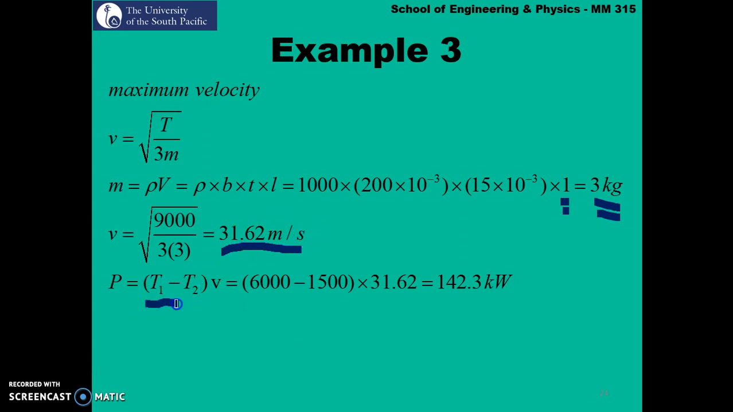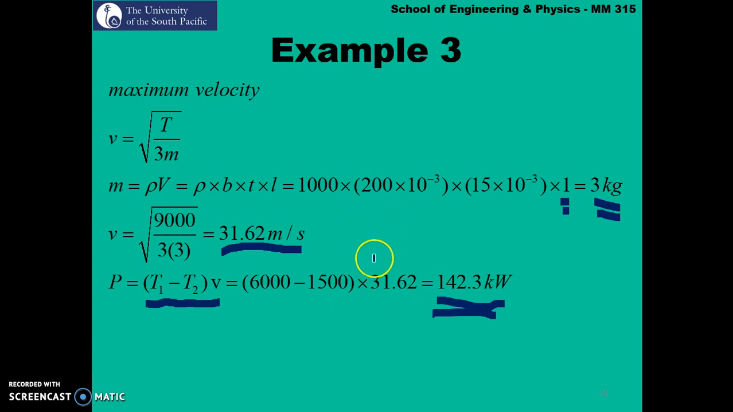Now let's substitute everything that we got. T1 was 6000, T2 was 1500, velocity 31.62. So we get our power, and this is the maximum power that can be transmitted by this belt drive system, to be 142.3 kilowatt.